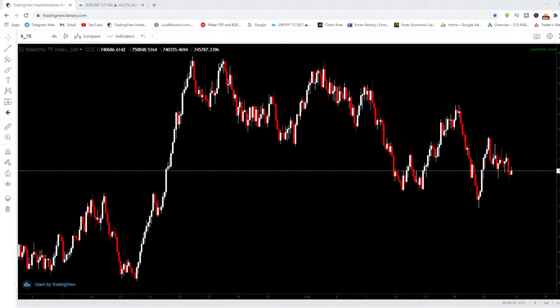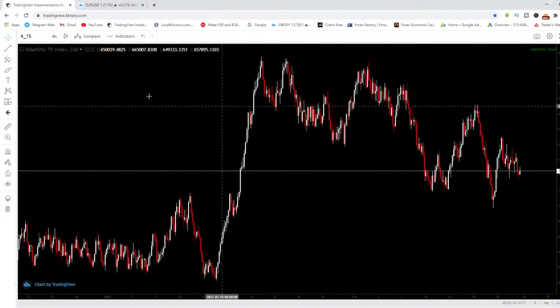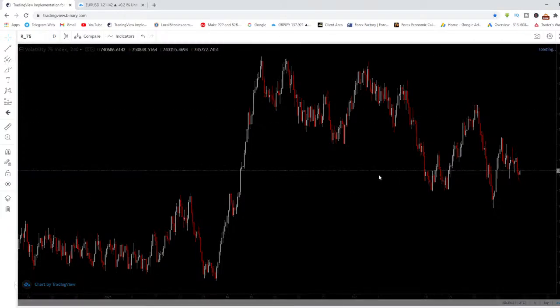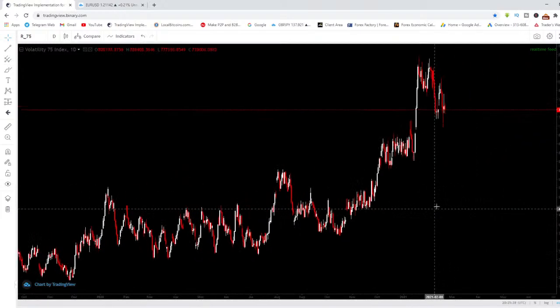All right, so this is volatility 75 chart right now. Let's start with this V75. So yeah, so this is V75 for our time frame. Let me go down to daily time frame and check out what exactly is going on, right?